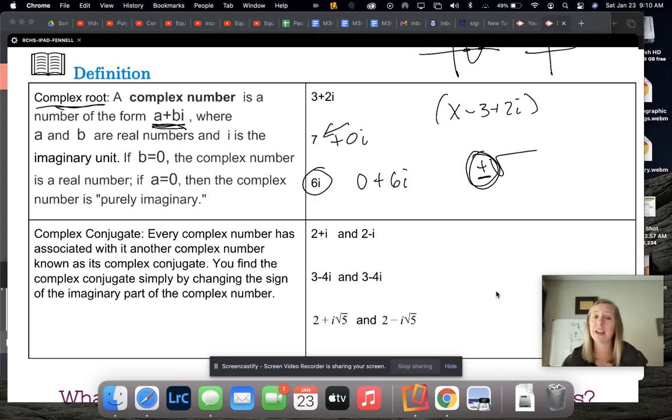So because of that, we end up with these things called complex conjugates, the positive and the negative version, because they always come in pairs. Once again, they always come in pairs. This is super important going forward.